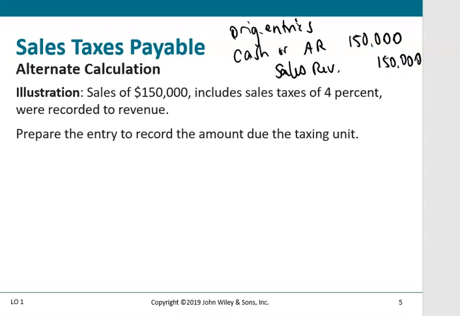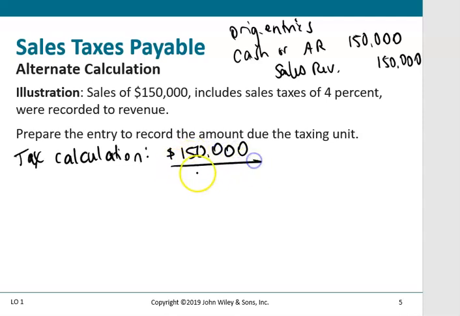So we know that this sales revenue of $150,000 includes the amount of sales taxes. At the end of the period, let's say we have not yet submitted payment to the government. We're recording, let's say, an adjusting entry. The company needs to make an entry to take out from the sales revenue amount the amount that's due to sales tax payable. So how much is that amount? The tax calculation: we start with the total sales price, $150,000, the total amount that was booked to sales revenue, and then we divide it by 1 plus the tax rate.